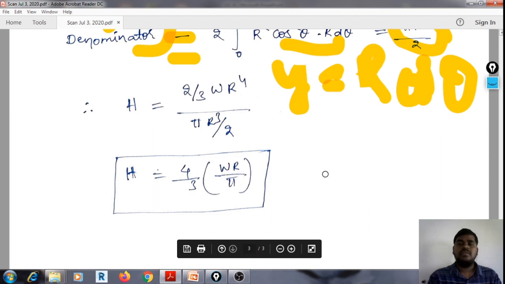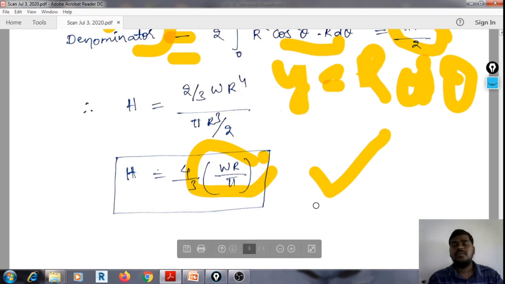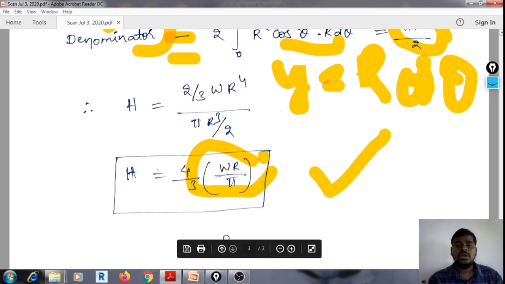So remember, if you compare this with a simply supported load which is acting at the middle for a semicircular arch, it is WR by pi. So if it is UDL, it is 4 by 3 times that of simply supported arches. So for reference, you can compare the semicircular arches when point load is applied and also when UDL is applied.